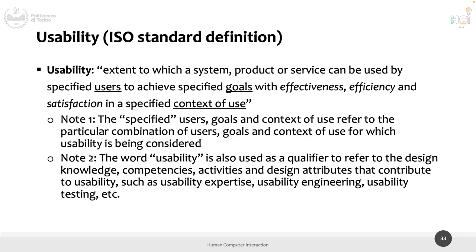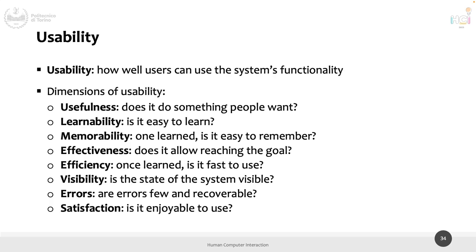And the other note says that the word usability is also used as a qualifier to refer to a lot of things: design knowledge, competencies, activities, and attributes that contribute to usability, such as usability expertise, usability engineering, usability testing, etc. So as an adjective for pertaining something else. But the definition from the standard is that one on the top, with these notes in addition.